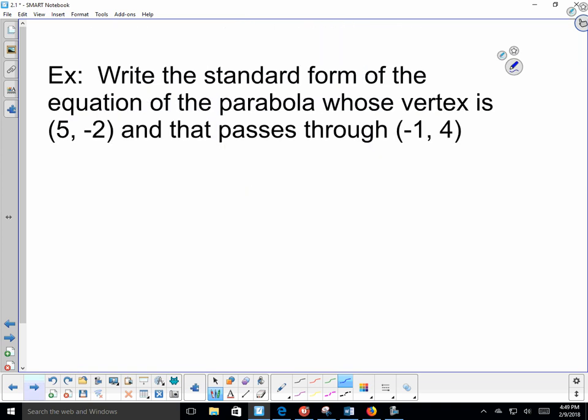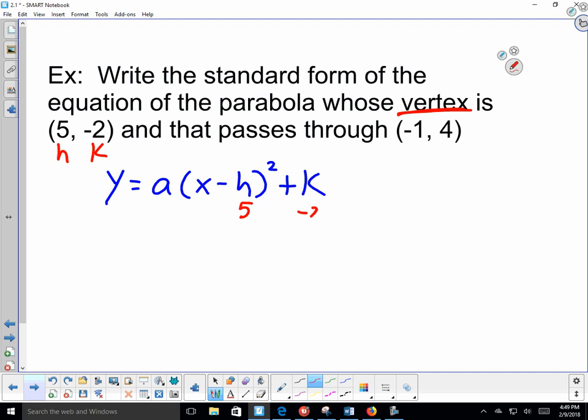Write the standard form of the equation of the parabola whose vertex is 5, negative 2, and passes through negative 1, 4. So again, we want standard form, which is y equals a times x minus h quantity squared plus k. We're going to plug in the 5 for the h and the negative 2 for the k because you're told that that's the vertex. So 5 is going to go in right here. Negative 2 is going to go in right here. So I'm going to write y equals a times x minus 5 quantity squared minus 2. That's our equation, except we still need to find this a value.